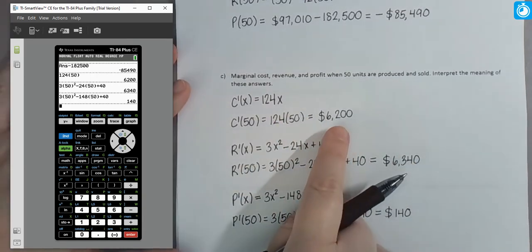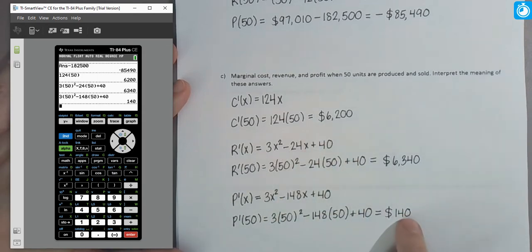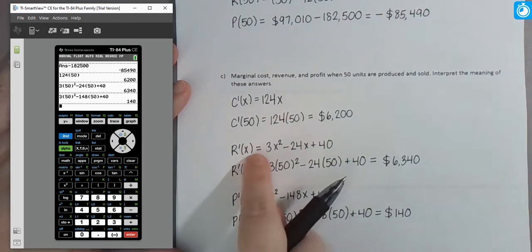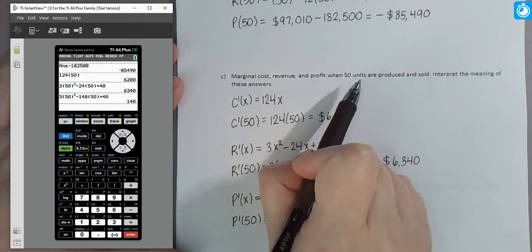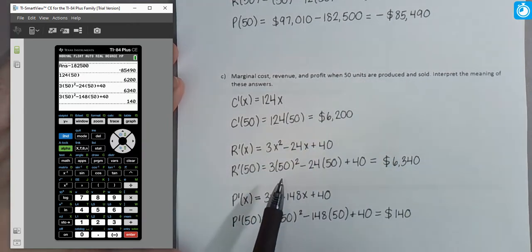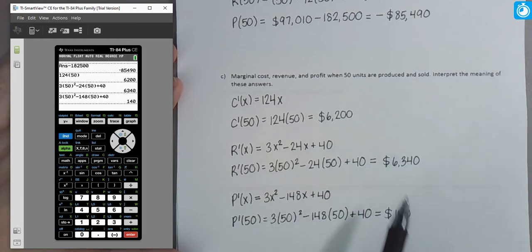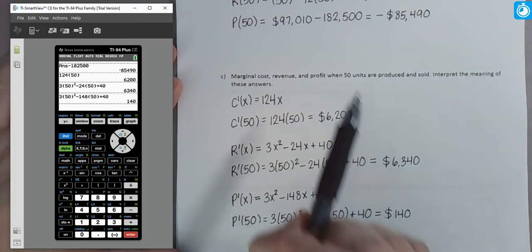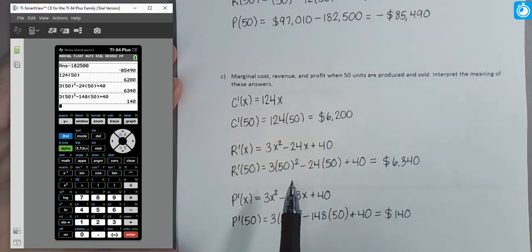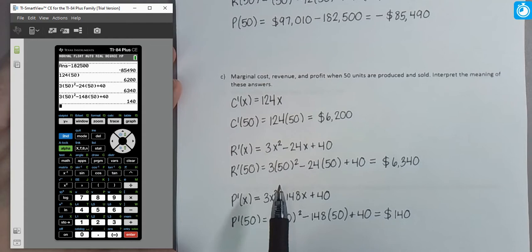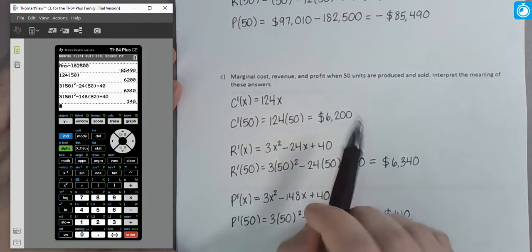Marginal revenue exceeds marginal cost by $140. So profit is still related to revenue and cost in the same way. So what do these values represent? Well, the marginal cost, revenue, and profit represent those values when we go from our current level of production to one additional unit. So these are the additional monetary values associated with going from 50 units produced and sold to 51.